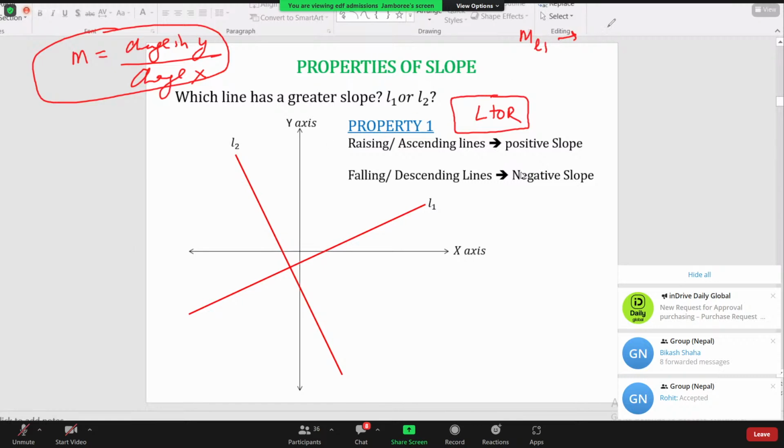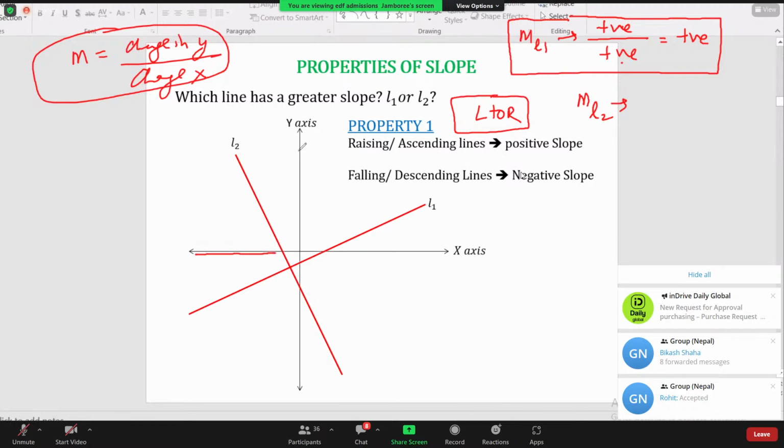So the slope of line L1 will be a positive change in y divided by a positive change in x. And here, positive over positive will certainly give you a positive answer. So we can generalize that the slope of the line L1 will be positive. Similarly, if you look at the line L2, it is moving down from left to right. That means when x is increasing, the y value is decreasing, so it is moving in the opposite direction.